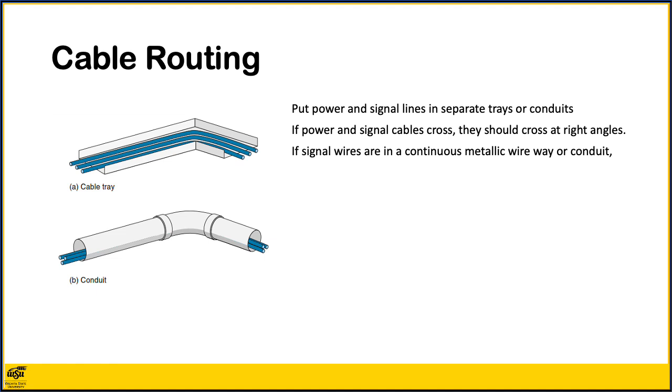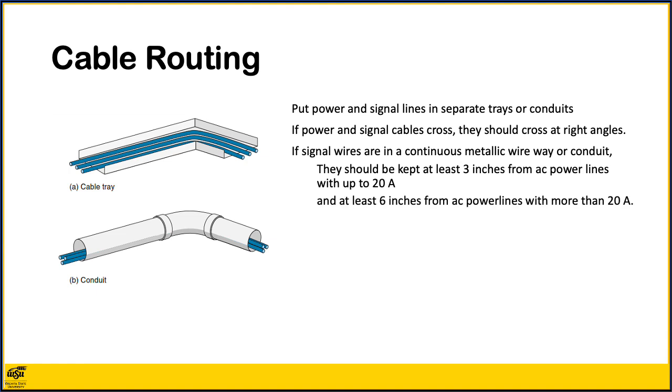Even if the signal wires are in a continuous metallic wireway or conduit, they should be kept at least 3 inches away from AC power lines with up to 20 amps, and at least 6 inches from AC power lines with more than 20 amps. If the signal wires are not in a metallic conduit or tray, the separation should be doubled.